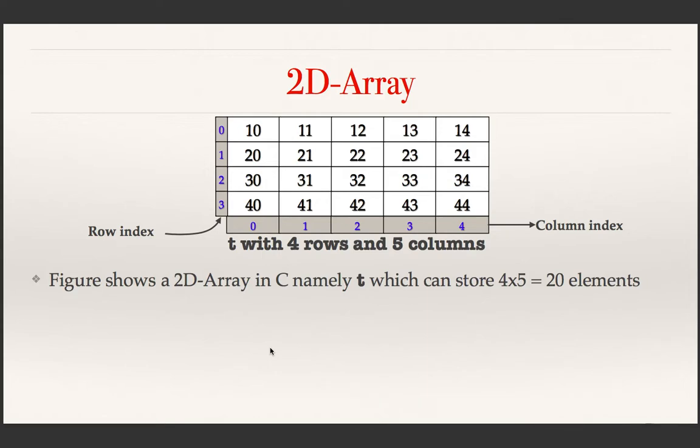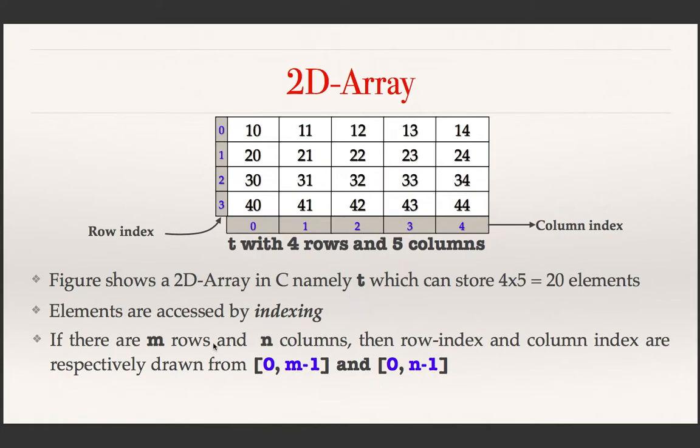Here the figure shows a two-dimensional array, namely T, with 4 rows and 5 columns, which can store 4 into 5 is equal to 20 elements. Just like a single dimensional array, here again an element can be accessed by indexing. But it's a two-dimensional array, and if there are m rows and n columns in the two-dimensional array or matrix, then the row index and column index are respectively taken from these two intervals.